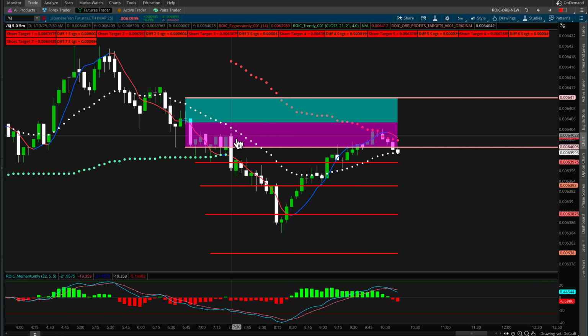As you can see, once you broke down here, it just kept going down. And you have Trendly going bearish. Once it broke down, as you can see on this candle right here, Trendly turned red, which is bearish. You're below the 21 EMA.